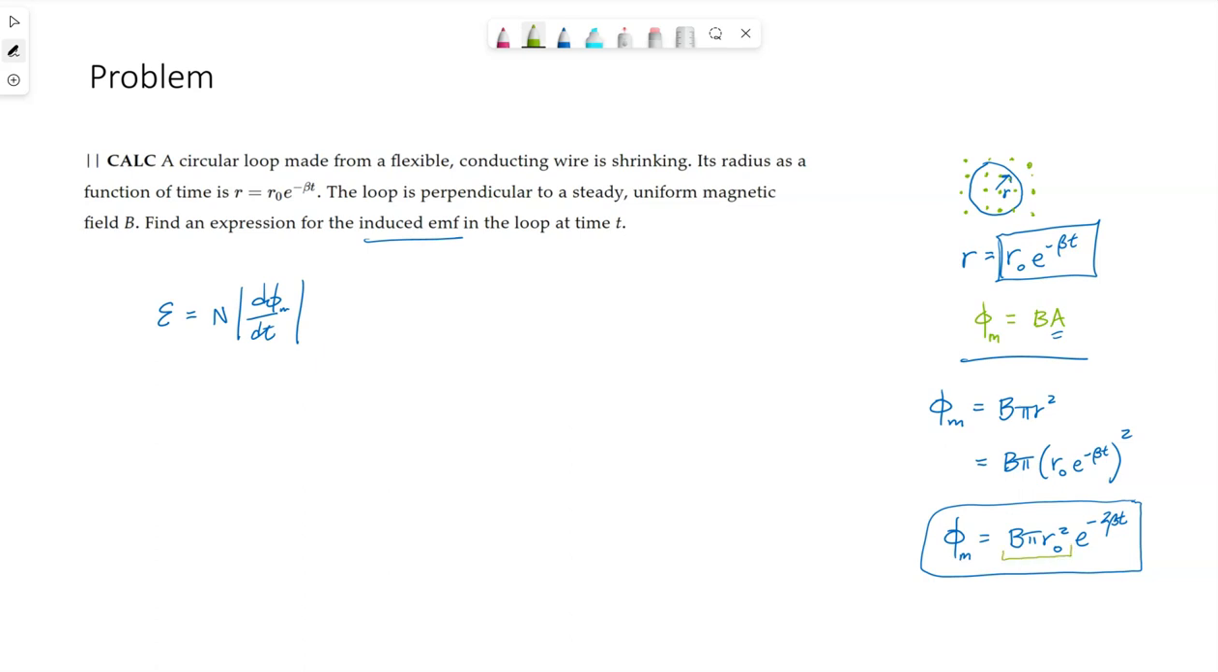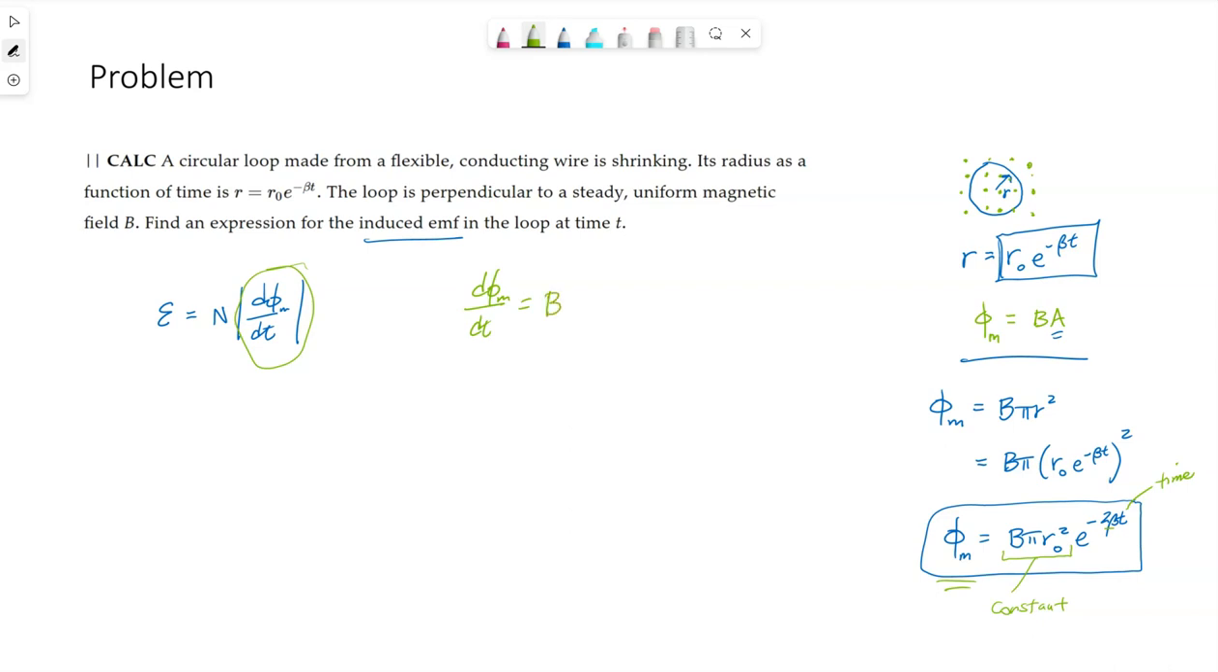These quantities are all constant because they tell us B is uniform. So that's a constant value. R naught represents the initial radius, so that would be a constant value. The beta would be constant, but time, that's what is changing. So as the time changes, the radius changes, which in turn means the flux is changing as well. And we need, for Faraday's law, to take the derivative of that flux equation as a function of time.